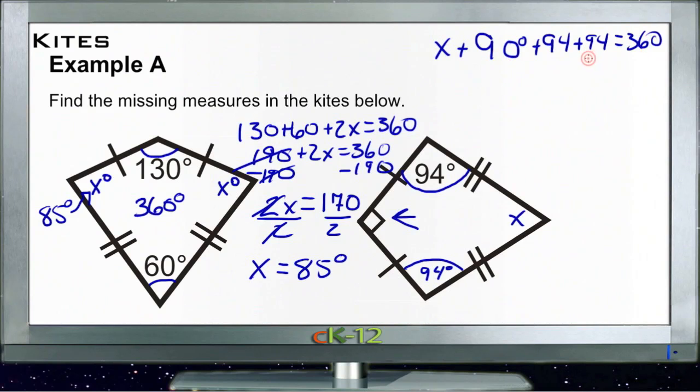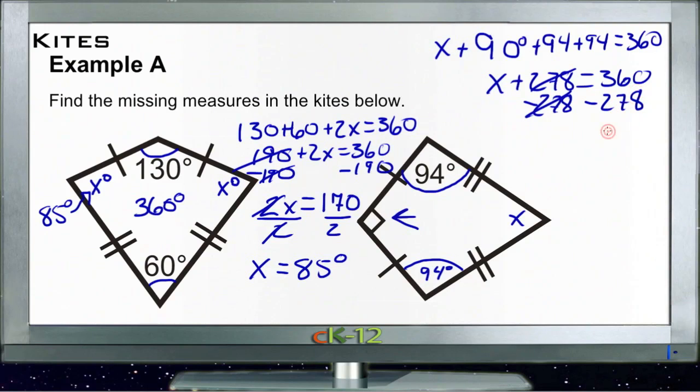So we get 90, 180, 270, and 8. So we have x plus 278 equals 360. So if I was going to subtract 278 from both sides to cancel here, if I were subtracting 280, then I'd have 80. And since I'm subtracting 2 less, I must have 2 more than that, so 82. So x equals 82 degrees. So that tells us that our one missing angle here is an 82-degree angle.